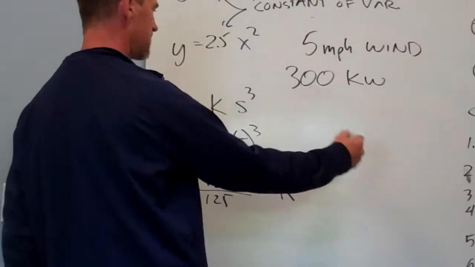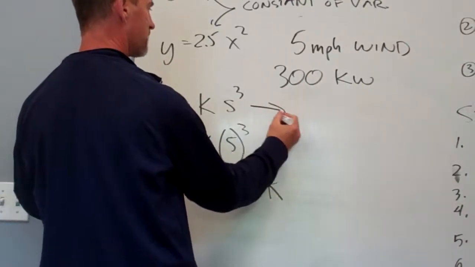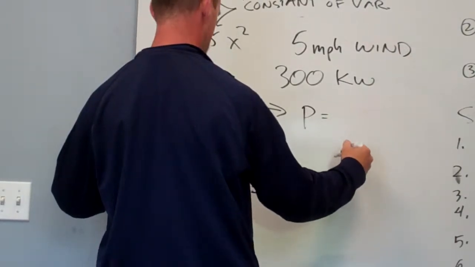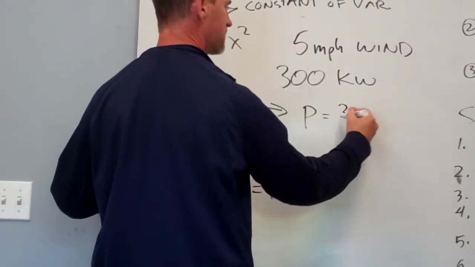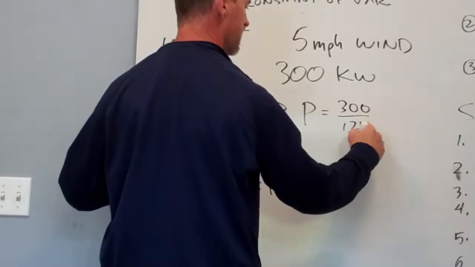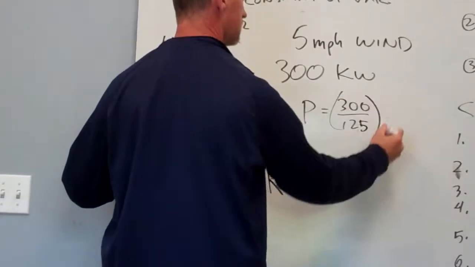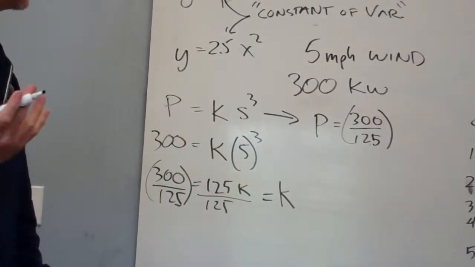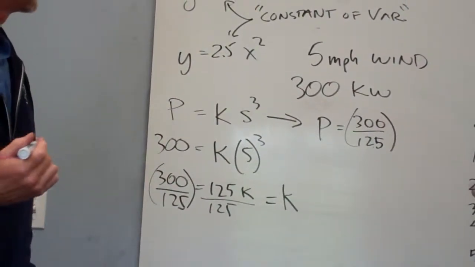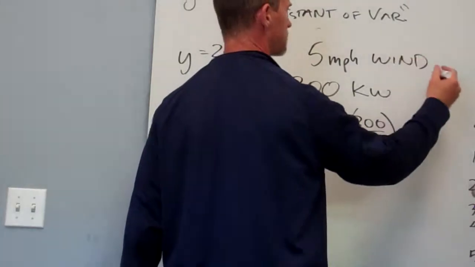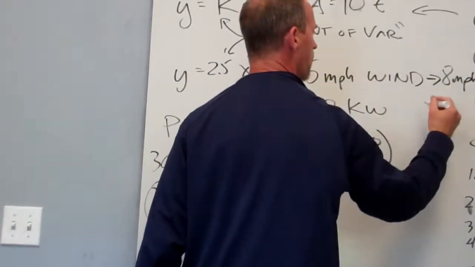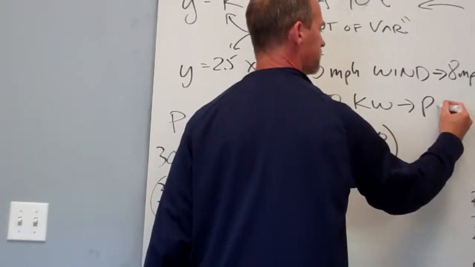And then I go back in and I write my equation here with k being replaced. So the power I get is going to come from 300 divided by 125, my constant of variation. And now I'm going to plug in, oops, I didn't say what the wind speed. My prediction is, let's make a different wind speed. Let's say only 8 miles per hour. So if this goes up to 8 miles per hour, what will the power be?